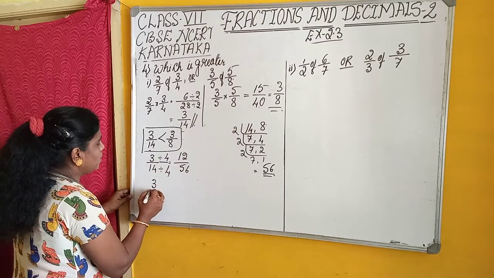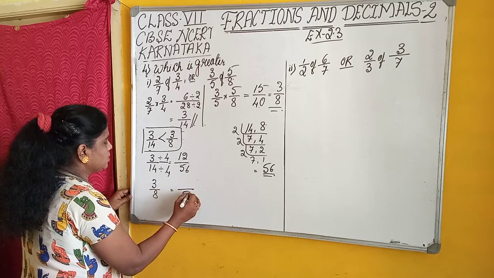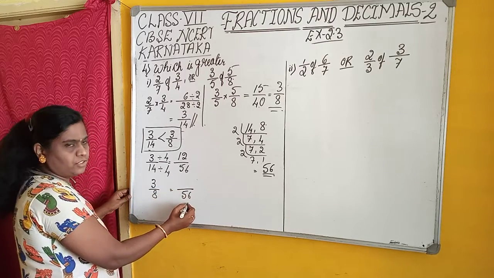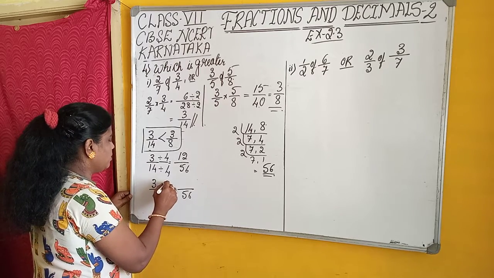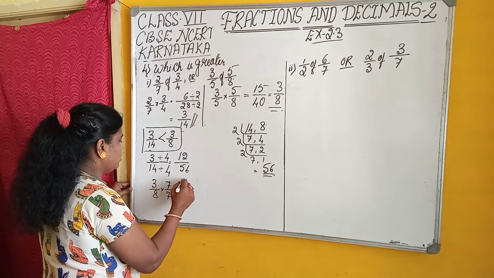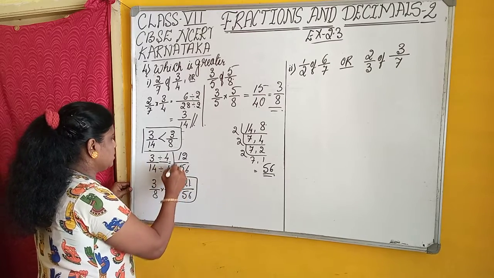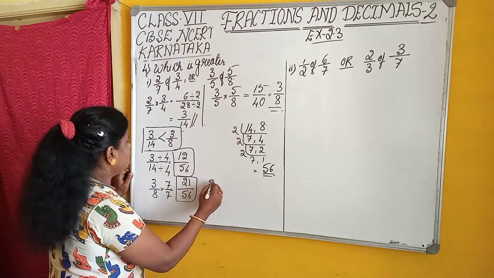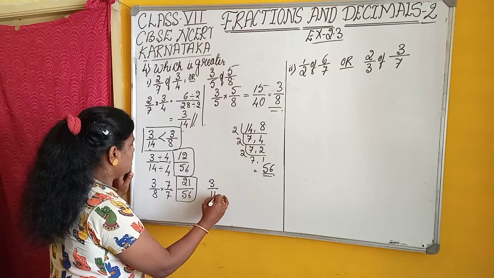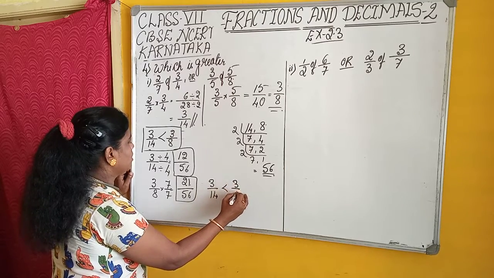And then 3 by 8: to get the denominator 56, it is multiplied by 7 and 7, so 21 by 56. What did we get here? 3 by 14 is less than 3 by 8.